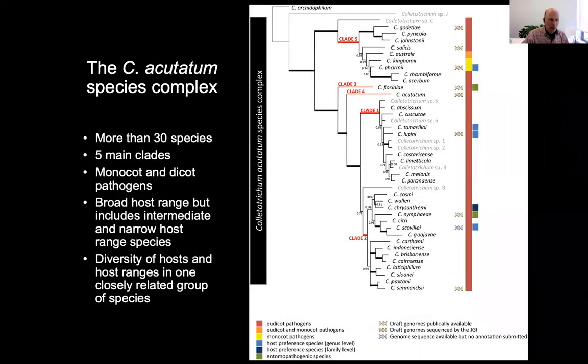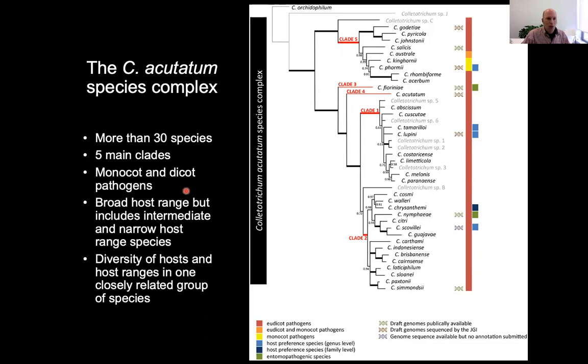So now, what are we doing now? We are starting to focus on just the Acutatum species complex that you can see in this phylogeny. This species complex contains more than 30 species, and those are divided into at least 5 main clades that you can see labeled on this slide.